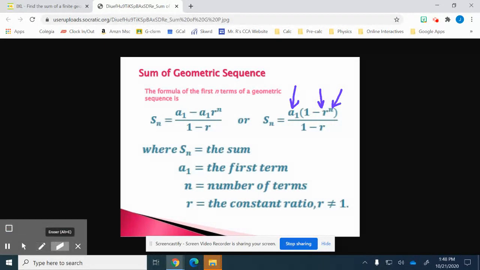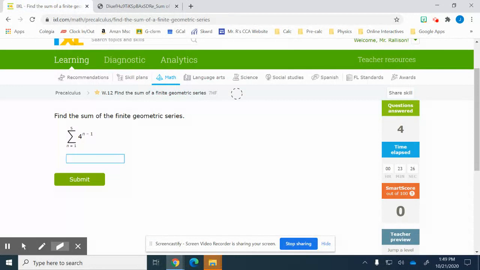I'm going to erase that stuff there, and we'll go back over here. So here we have this thing right here. There's our formula right there. Here's our formula. And then here's our sum, our sigma notation. So this says right here, it goes from 1 to 5. There's the 5 right there. So the number of terms we're summing is going to be 5.